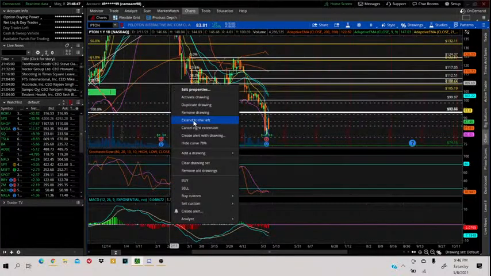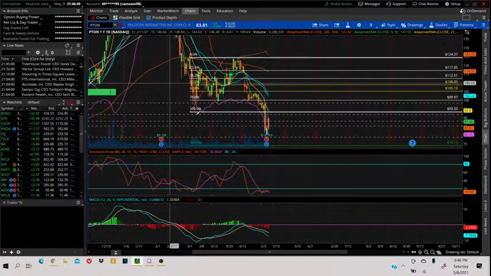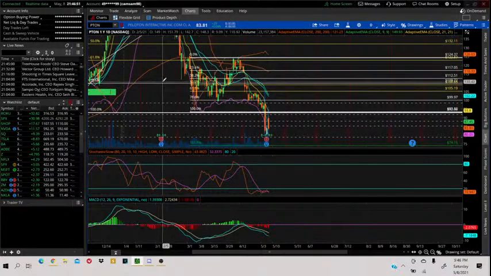Yeah, I know I can right click and remove the drawing. I'm just not trying to. Oh wait, I can Control Z it back. You're not wrong.